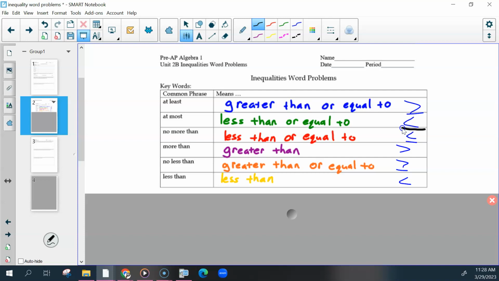No more than and no less than are opposites, so when you see them, think the opposite. So no more than is less than or equal to, no less than is greater than or equal to. And then more than and less than are what things? More than, greater than, less than, less than. We're going to do a few of these examples and then jump to something else.